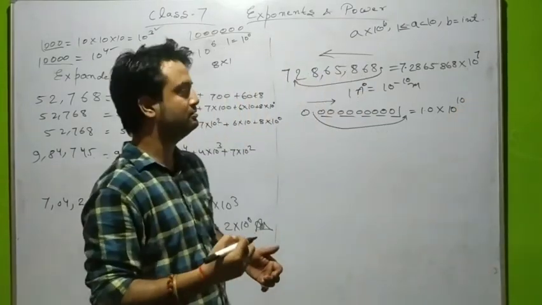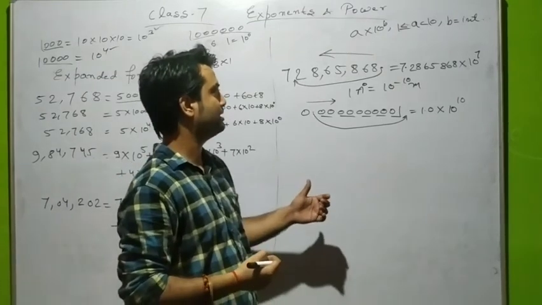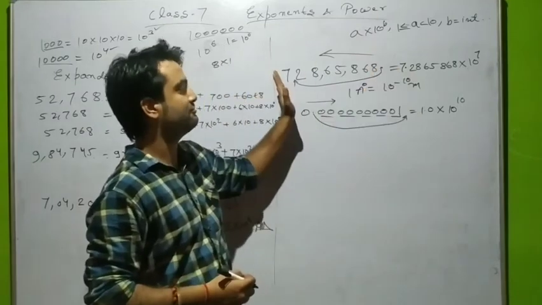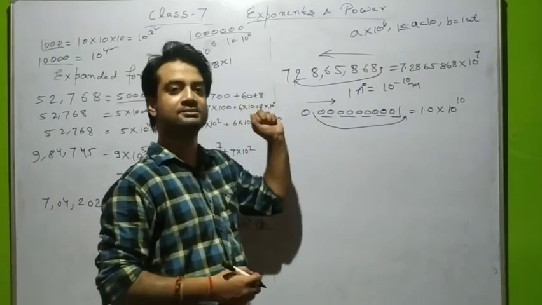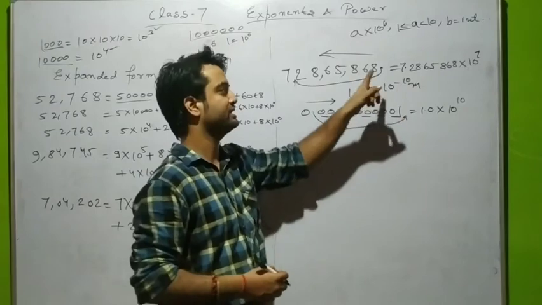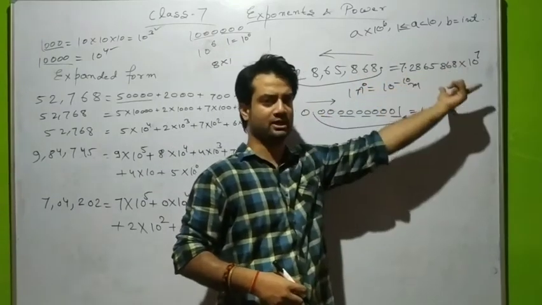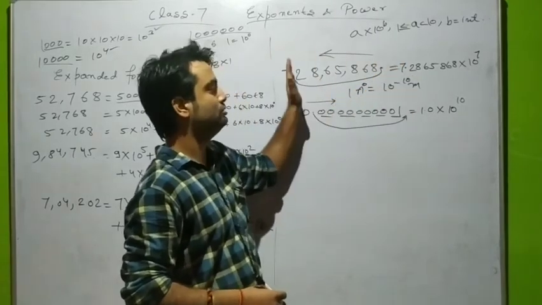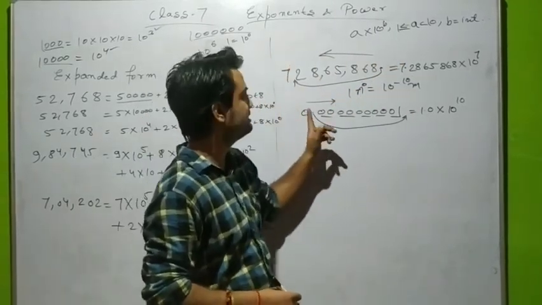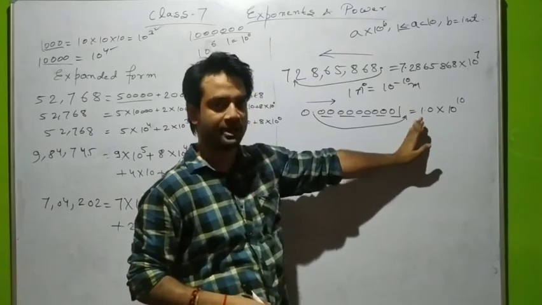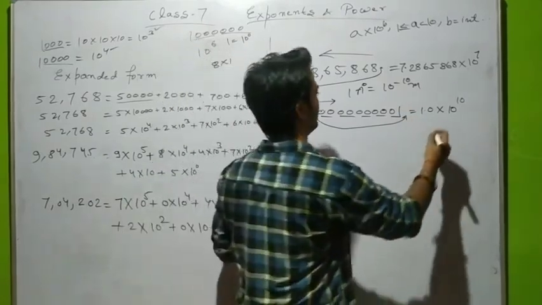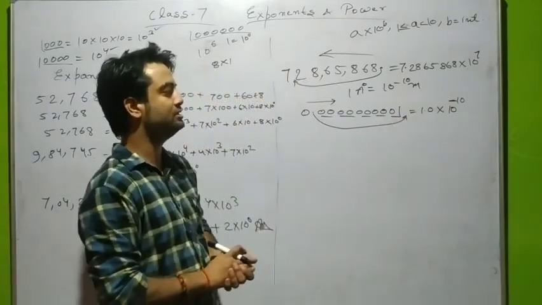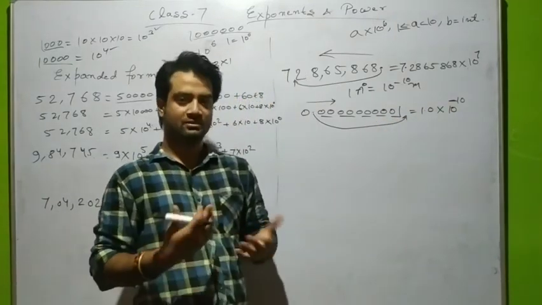But there is one thing you need to keep in mind. When the decimal moves from right to left, then 10 gets positive powers, like power 7, power 8, power 11, depending on how many digits it crosses. But when the decimal goes from left to right, it will get negative powers. So this number can be written as 1 into 10 raised to the power minus 10.